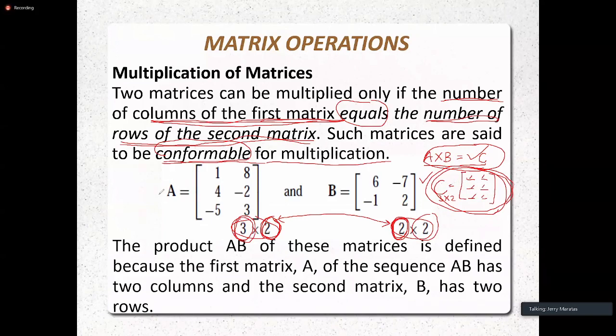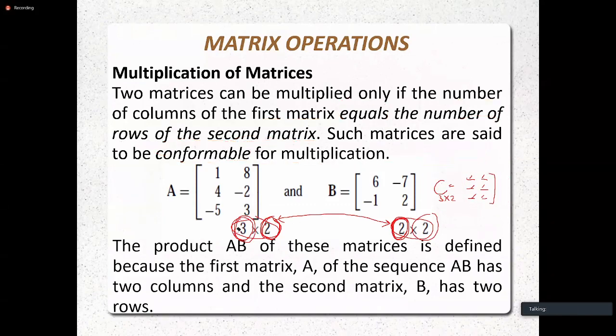Okay, so for example, you multiply matrix A and matrix B. It is conformable, meaning we can multiply these two. The resulting size should be 3 by 2. The problem is how to get the elements, the values of the elements of the resulting matrix. Let's try that one.